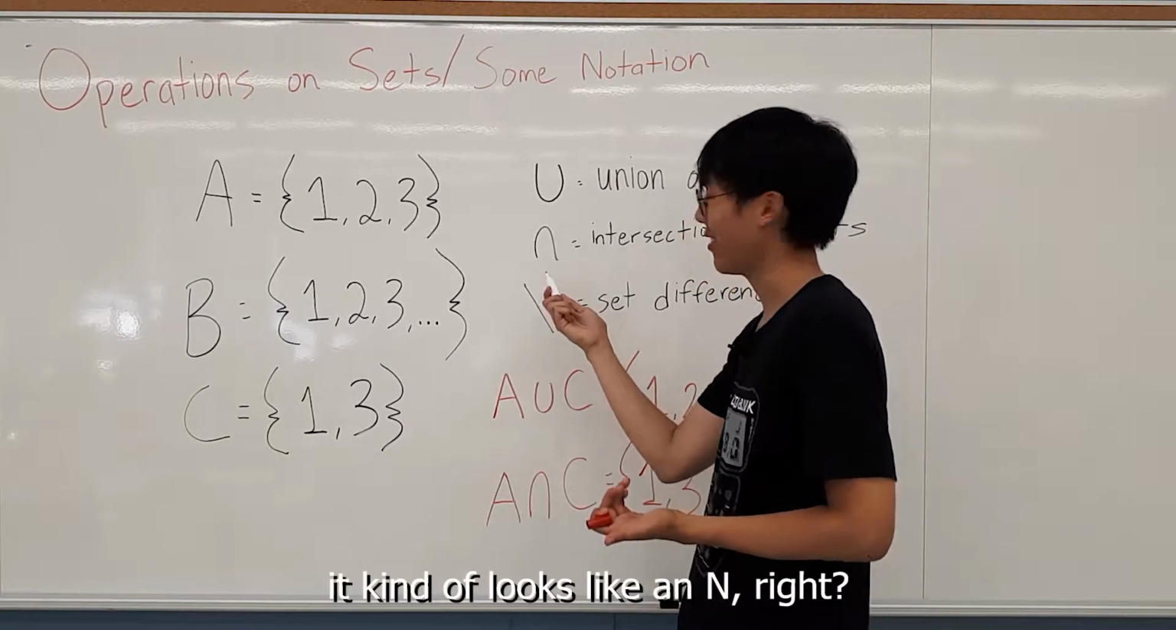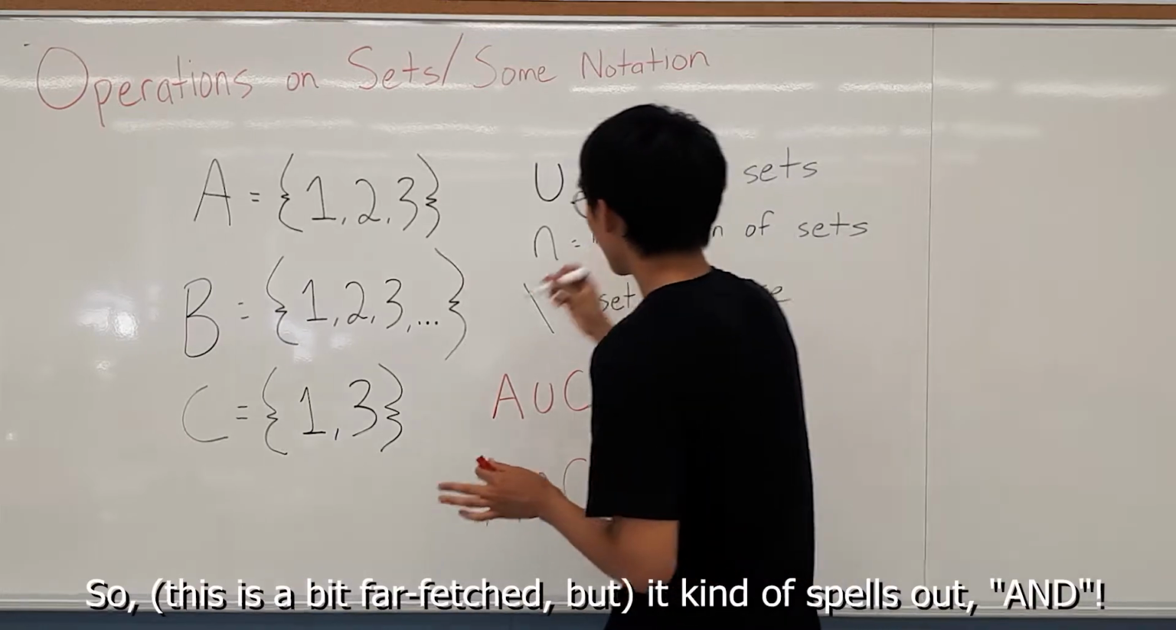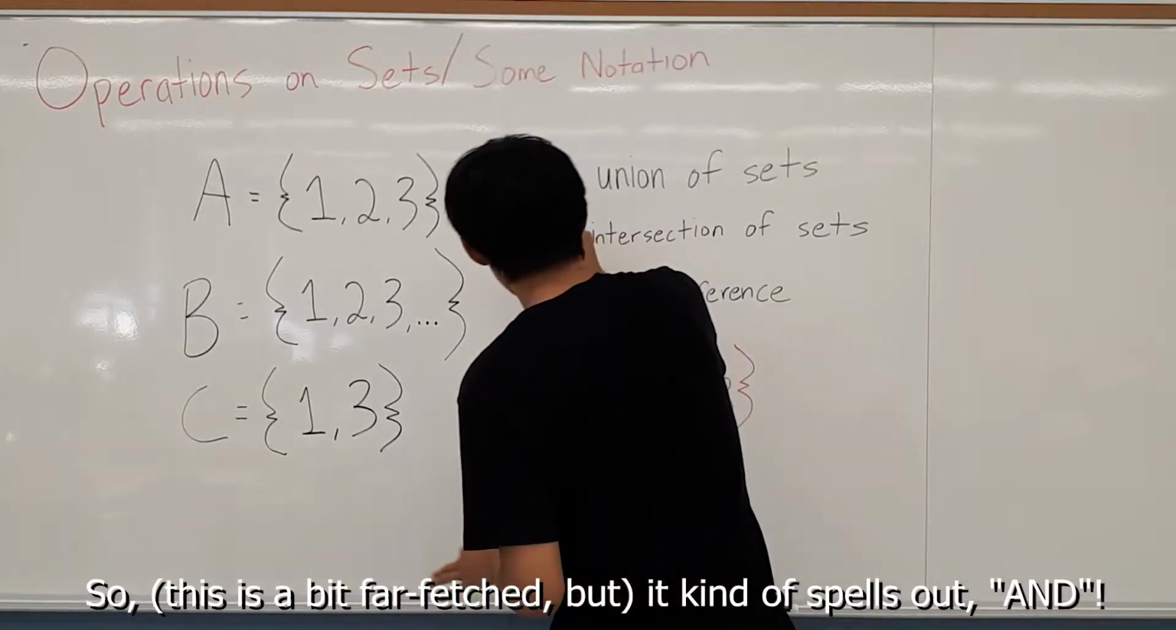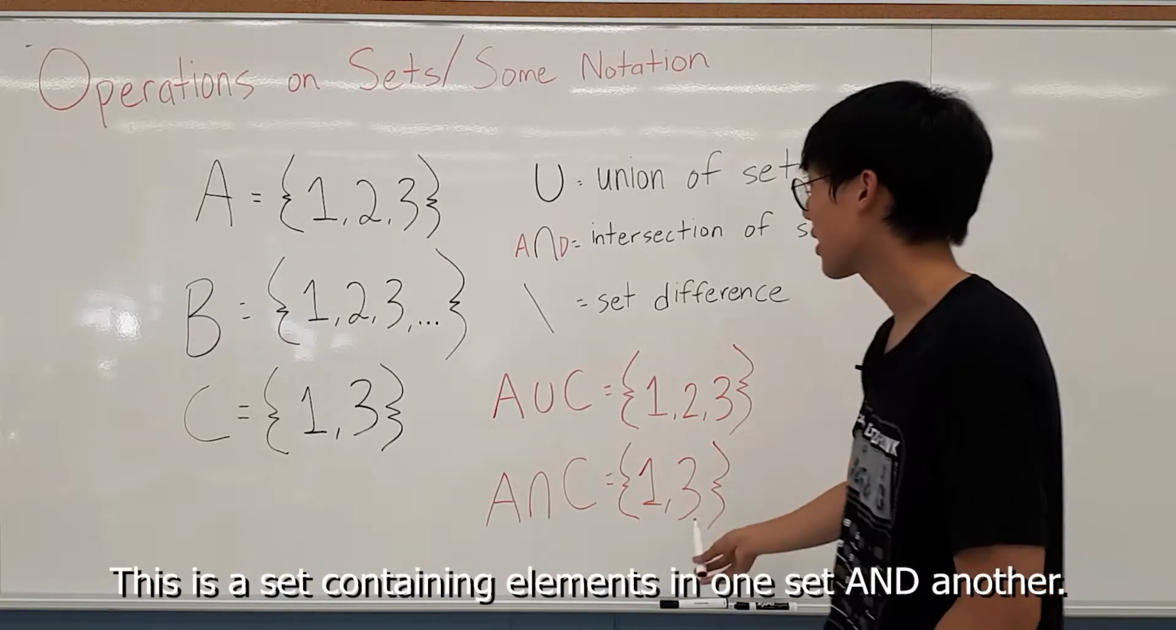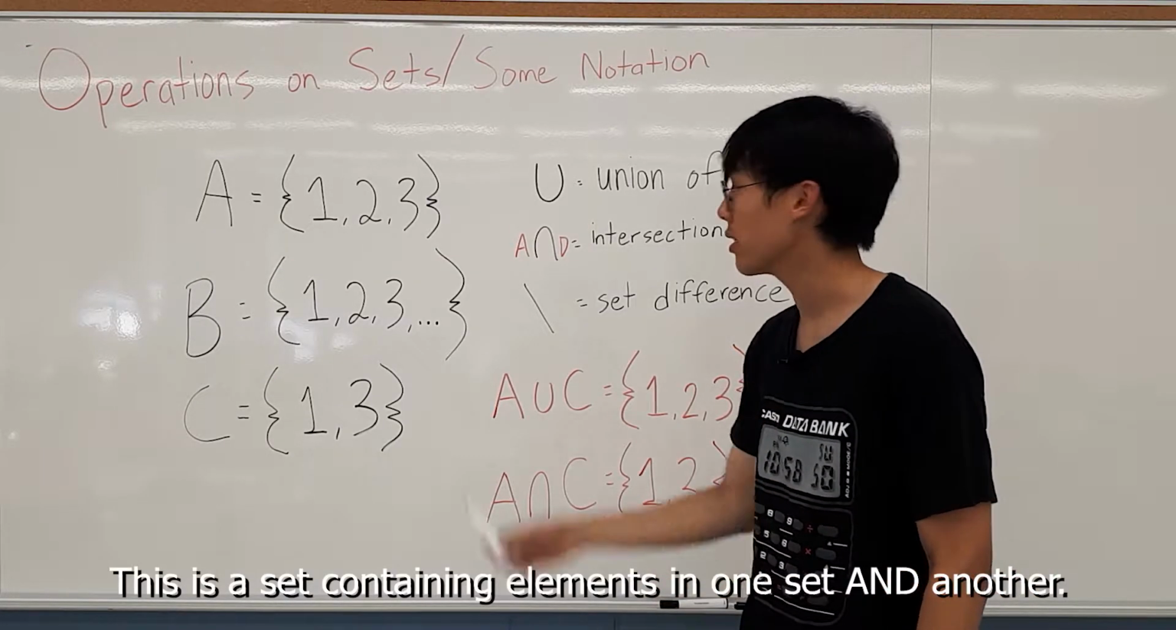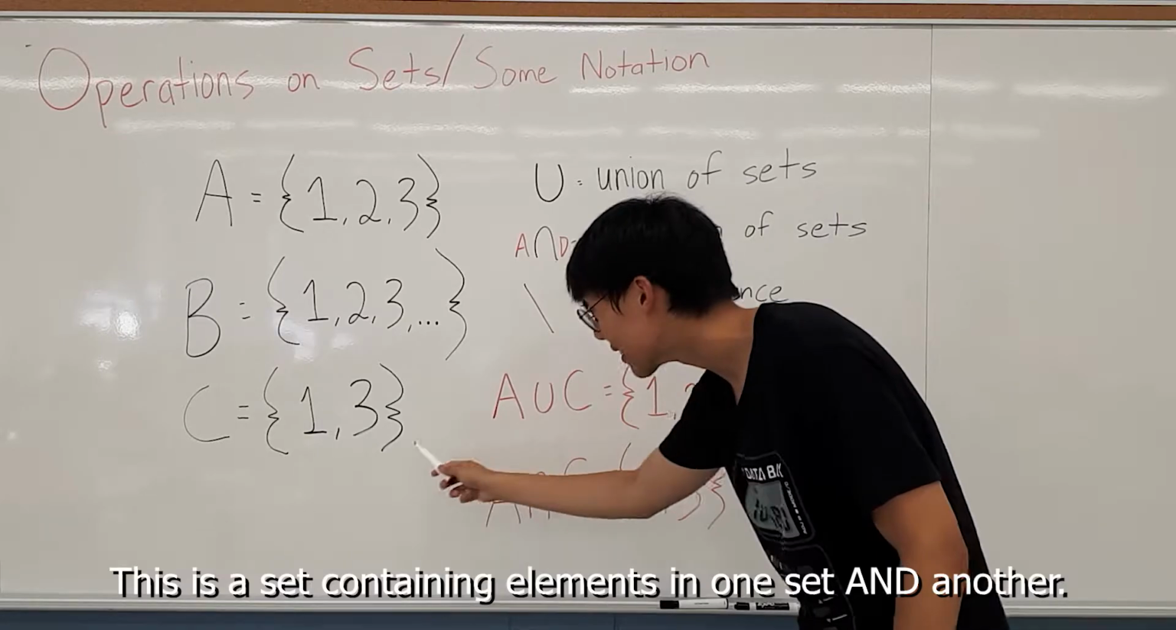Back in high school, the way I used to remember this is that it kind of looks like an N, right? So this is a bit far-fetched, but it kind of spells out "and." This is a set containing elements in one set and another.